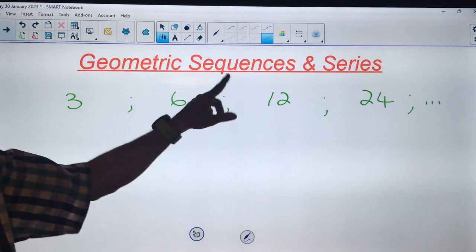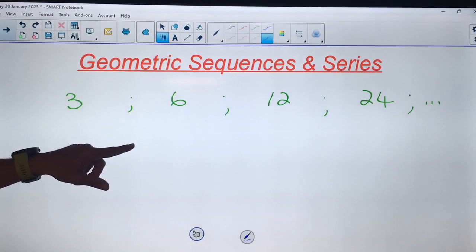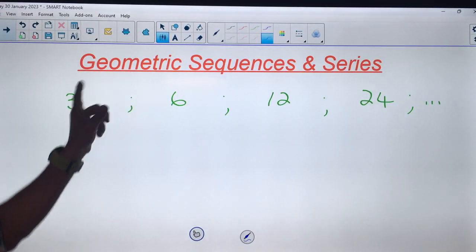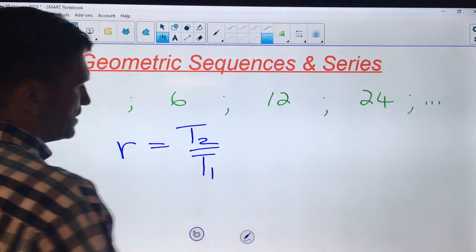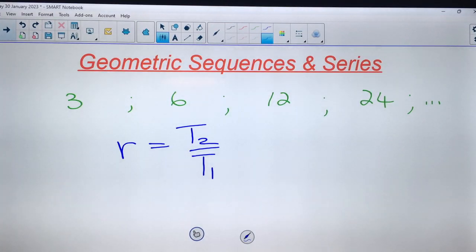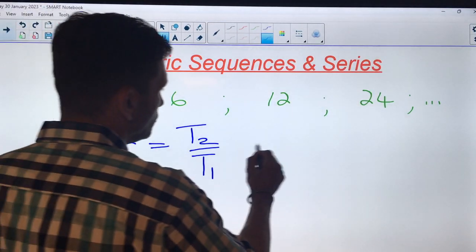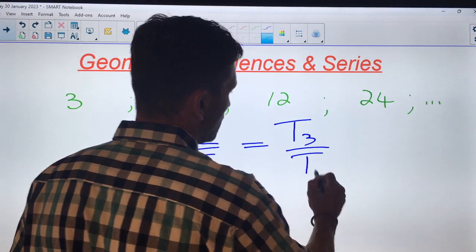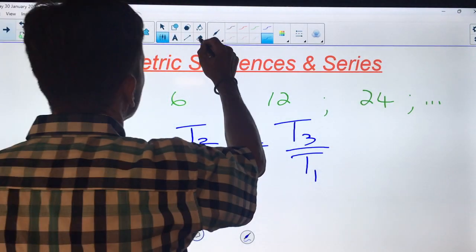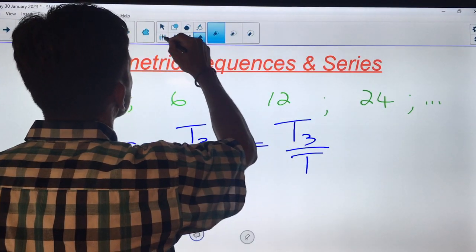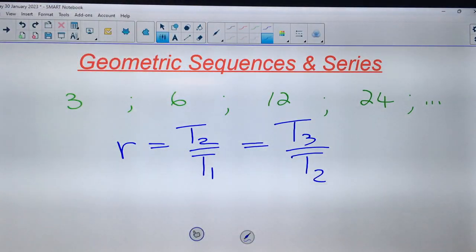Okay, so what do we multiply this with to get to the next one? 2. So how do I get that value? R is calculated by using the quotient of T2 and T1. In other words, we're dividing them. With an AS, like the previous one, we subtracted. This is also equal to T3 over T2. It's never the first term on top.